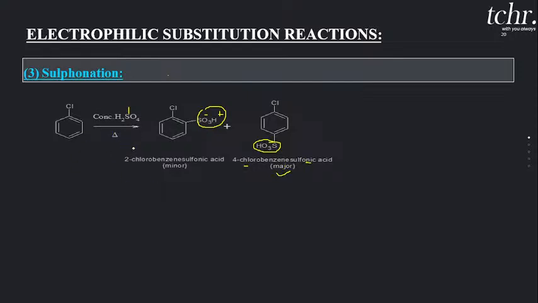When you are writing the reaction, chlorobenzene ಅಂತನೂ ಬರೆದ್ಬಿಡಿ, that is good. Chlorobenzene, you heat it with concentrated sulfuric acid and the two products major and minor ಅಂತನೂ mention ಮಾಡಿ. You have to mention the IUPAC nomenclature as well.